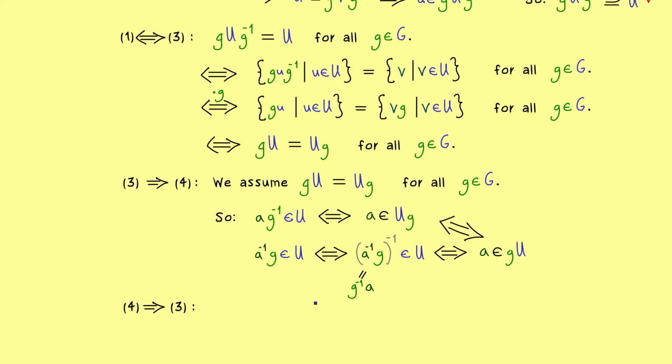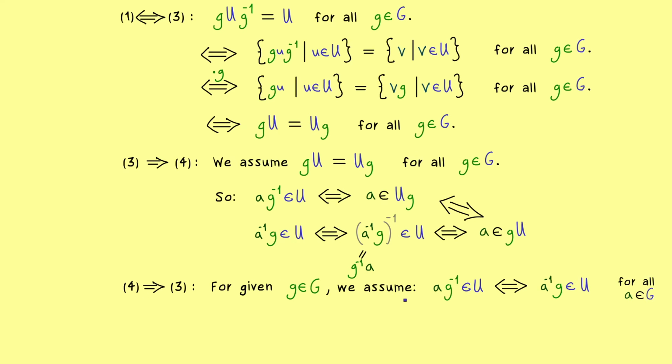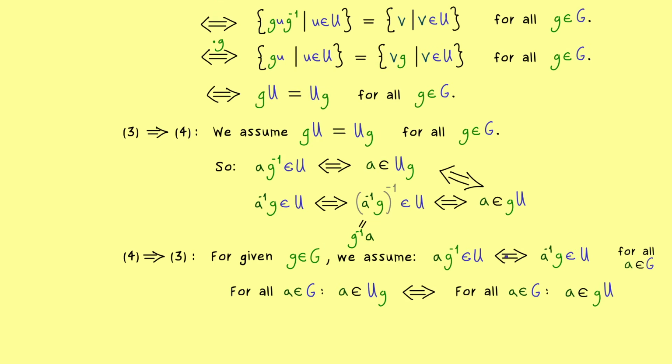So you see we are almost done, we just have to show the last implication 4 to 3. So let's fix the elements G and G, and let's assume that we always have the equivalence stated in 4. This means AG inverse lies in U if and only if A inverse G lies in U as well, and this holds for every A in G. And now as stated above, we can reformulate that with the left and right cosets. So the left hand side here says that for all A and G, we have that A lies in the right coset UG, and as already discussed, the other one is the same statement but with the left coset.